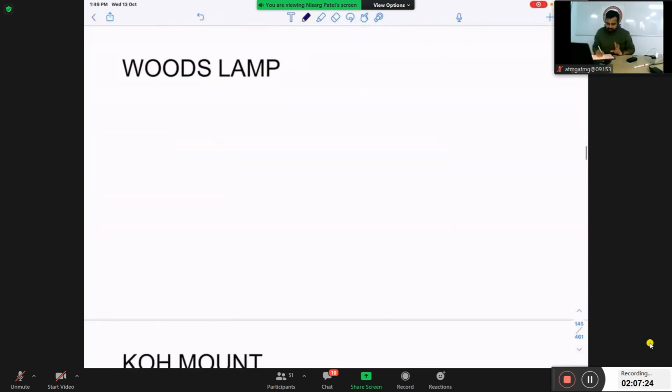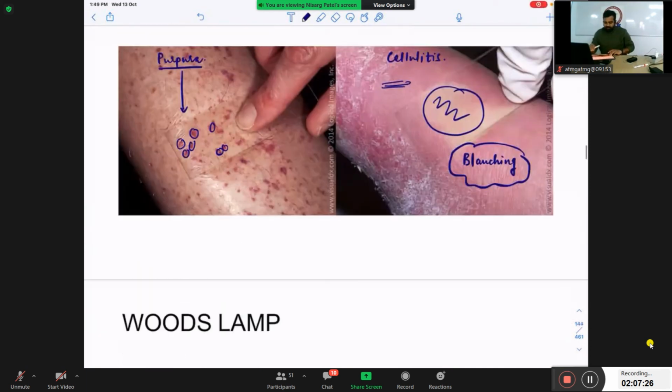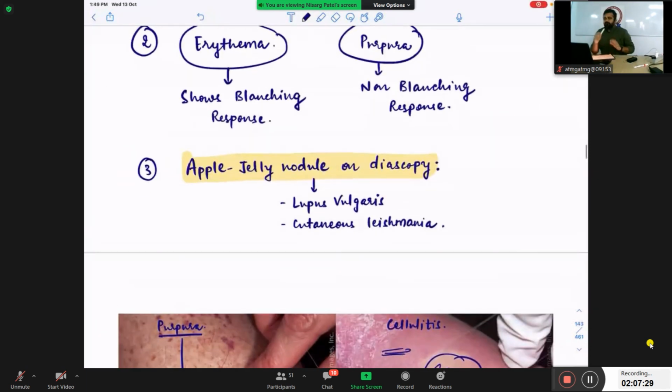Now let us talk about two diseases in Wood's lamp. You know neurofibromatosis, right? So what is the rash of neurofibromatosis? There are two important rashes they ask. One is the cafe au lait spot and the second is the ash-leaf macule. So how to differentiate this? Which is hyperpigmented, which is hypopigmented? The cafe au lait spot is hyperpigmented, which we will see under Wood's lamp, and the ash-leaf is hypopigmented.